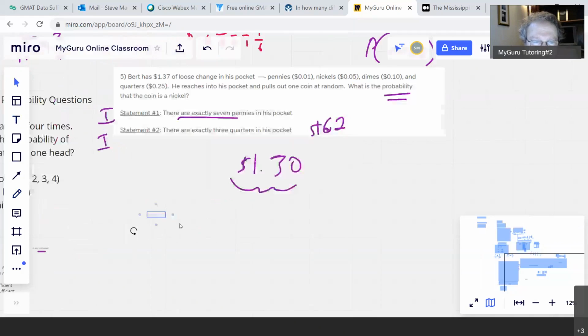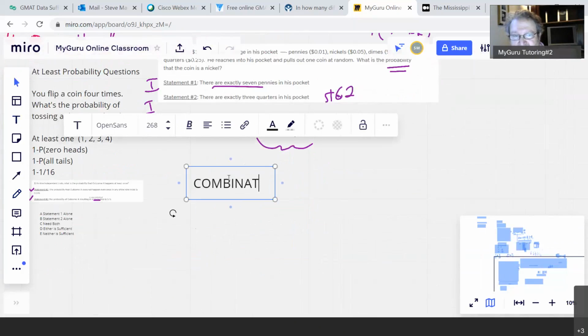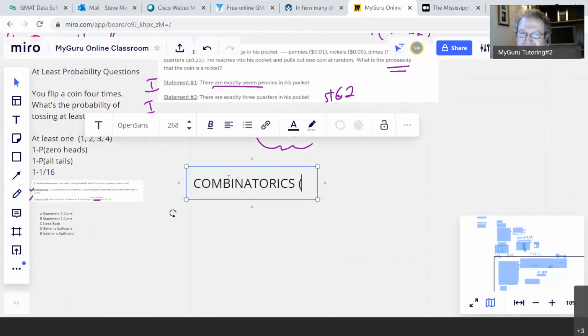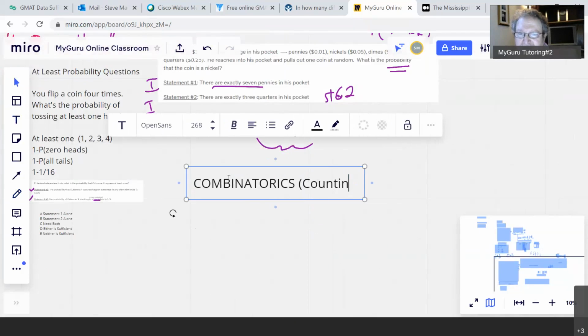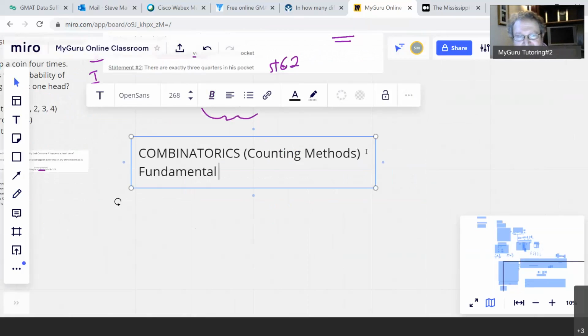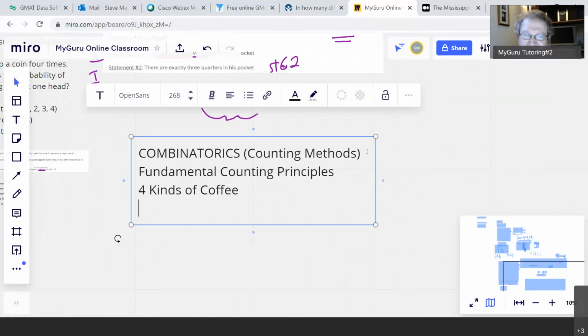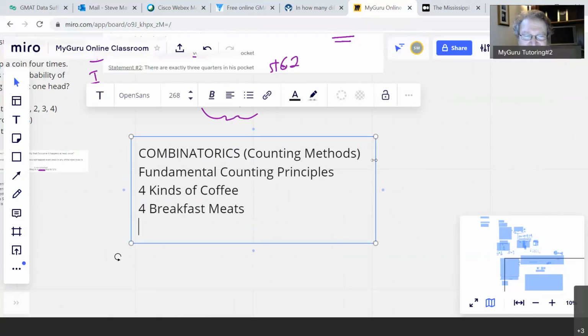More colloquially known as counting methods. So here's the thing, all right? Let's start out from the very beginning, fundamental counting principles. If you've got something really straightforward, say I've got 4 kinds of coffee, 4 breakfast meats or something, and let's say 4 types of breakfast potatoes, right?